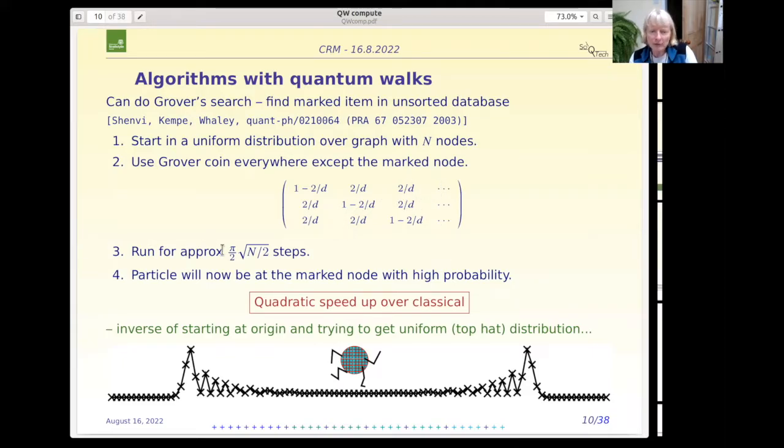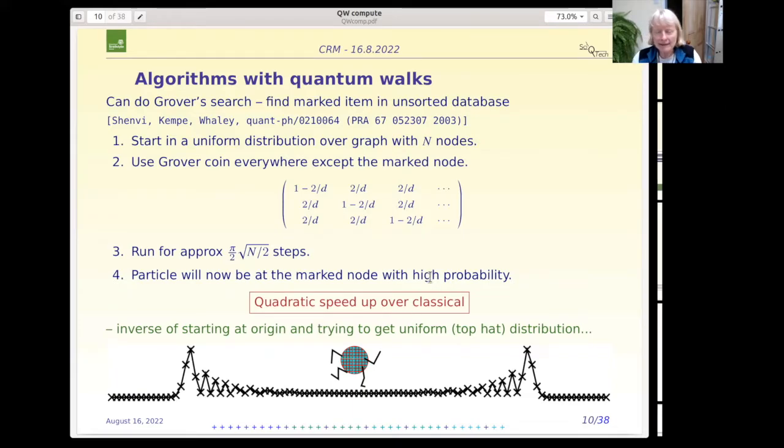So then we run it for approximately this many steps. So there's a square root in here. So we get to be faster than random guessing, which would be n, or n over 2. And now with high probability, not necessarily 1, the walker will now be at the marked node. And so there's your quadratic speed up.